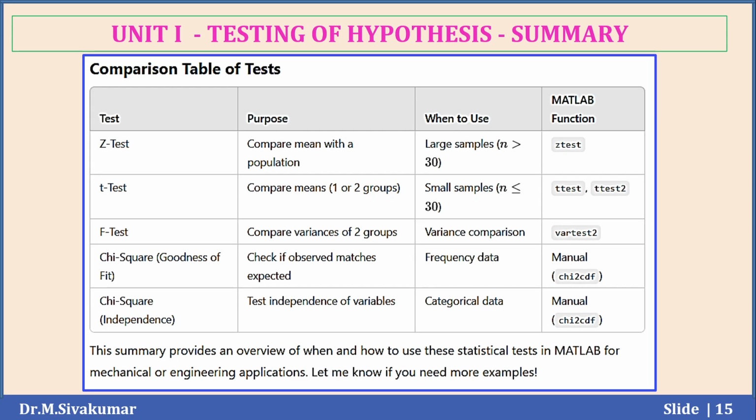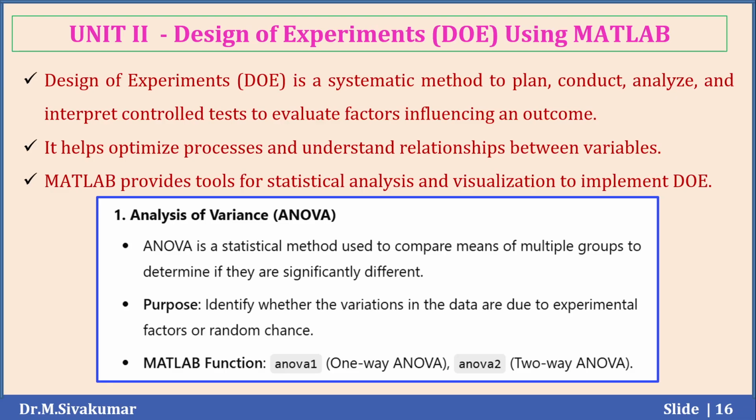The final one is the chi-square method. There are two types of methods we discussed previously. Goodness of fit checks if observed matches expected, used with frequency data, with the function chi2cdf. And the independence test checks independence of variables, using categorical data. The second example we are going to discuss with this test is independence of variables. This summary provides an overview of when and how to use these statistical tests in MATLAB for mechanical engineering applications. Then we are going to go to Unit 2.